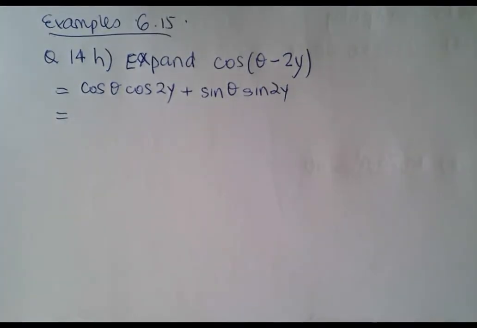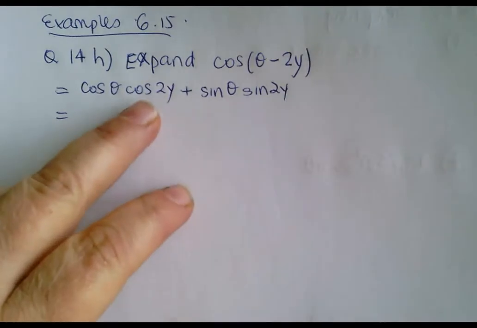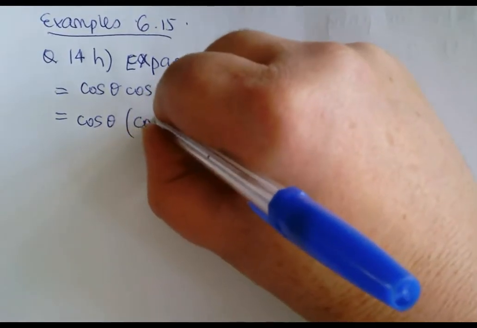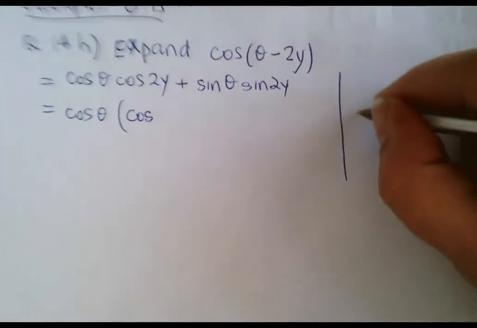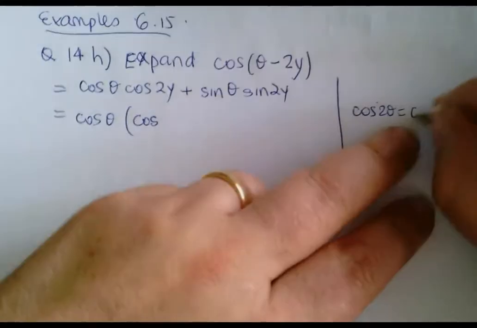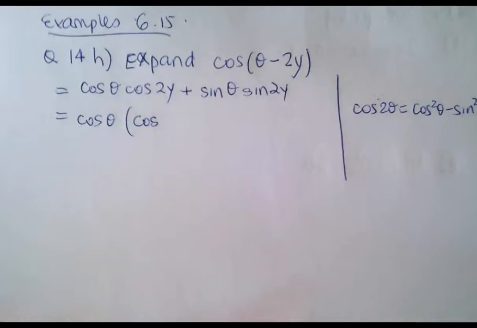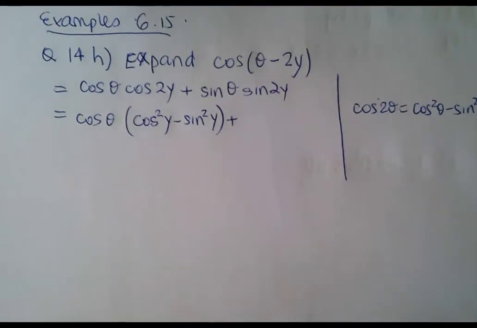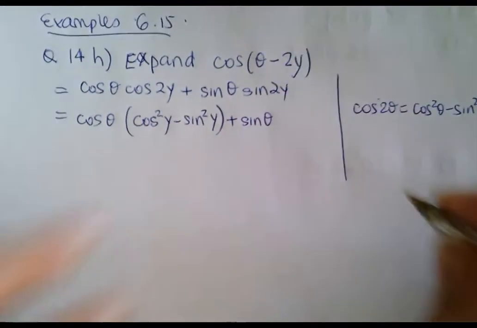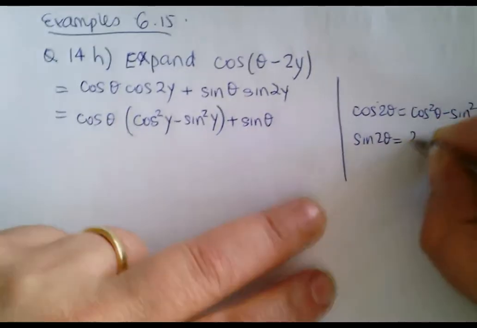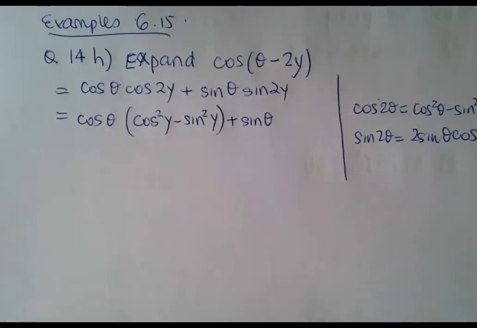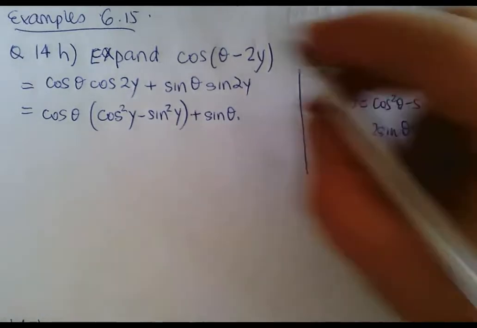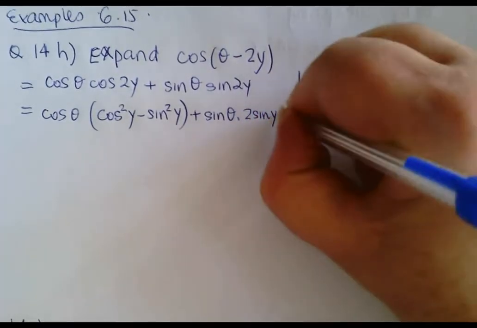So you can use either one. Let's just do cos squared minus sine squared. Let's just see what we get. So cos of theta is cos, remember cos of 2 theta? Remember our results? Cos of 2 theta, isn't it cos squared theta minus sine squared theta? We'll just use that one. So cos squared y minus sine squared y plus, are we okay with that? We know the result for sine of 2 theta, isn't that 2 sine theta cos theta from what we've just done? So we can replace, so we've got sine theta times sine of 2y is 2 sine y cos y.